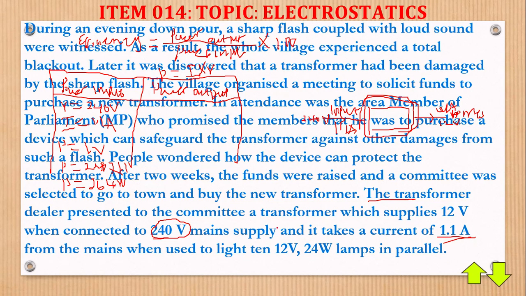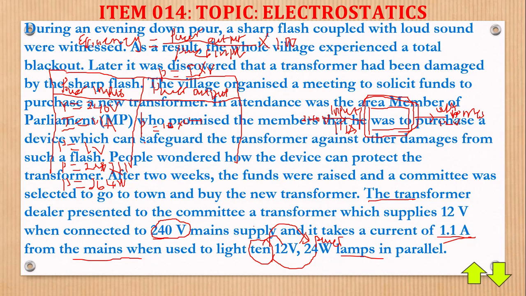Okay, good. Now about this side, they're saying when it takes a current of 1.1 ampere from the mains, when used to light 10 12 V and 24 watt lamps. Now here, watts means power, so we have power here. But remember there are 10, so total power consumed will be 10 times 24.